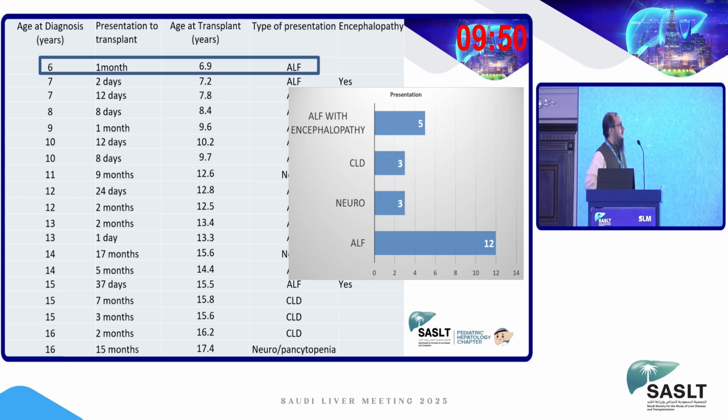The youngest patient who was transplanted was 6 years of age at the time of transplantation. His time from presentation till the time of transplant was 1 month. But mind you, many of these patients had been wandering around in other hospitals and then eventually referred to our hospital. So this is why we have 1 month. See, he was transplanted within days of presentation to King Faisal Hospital.